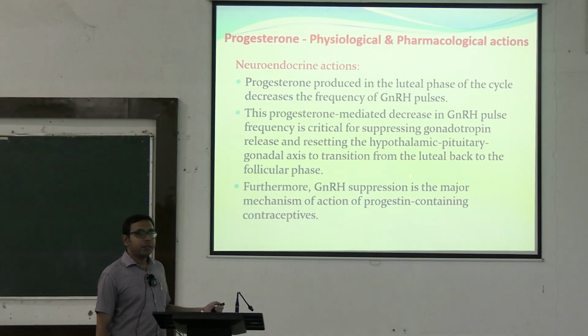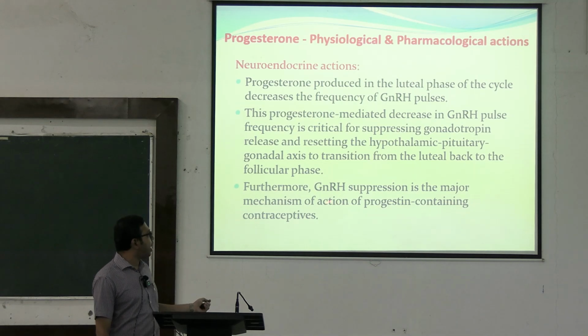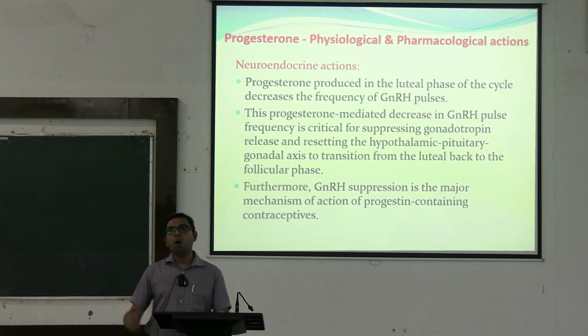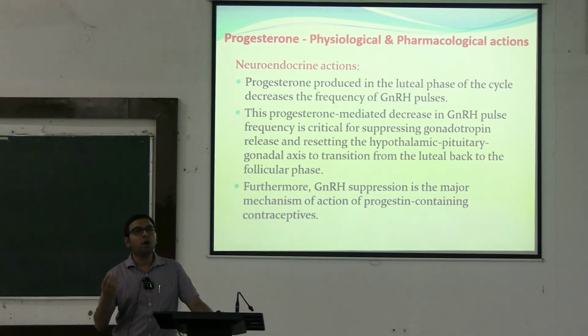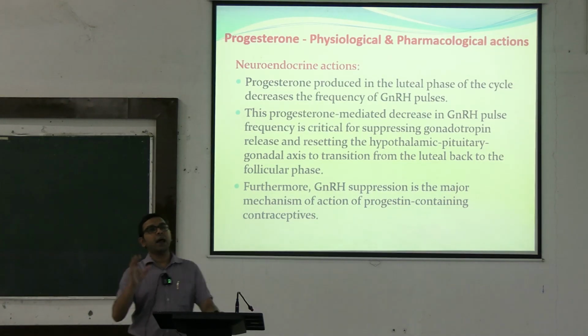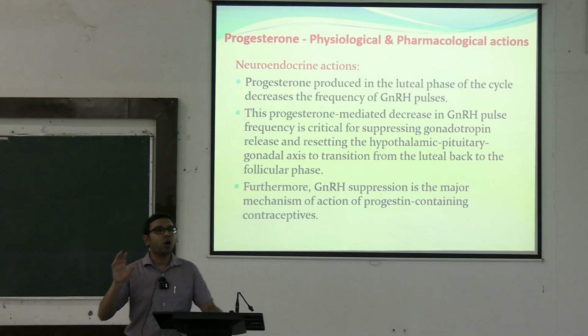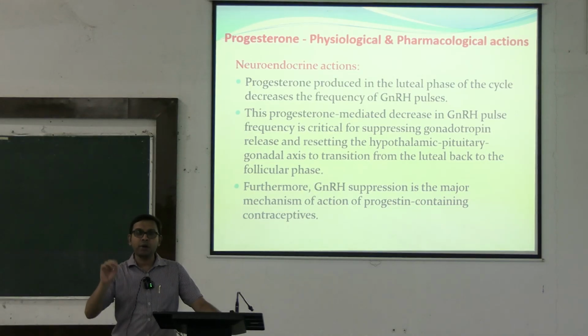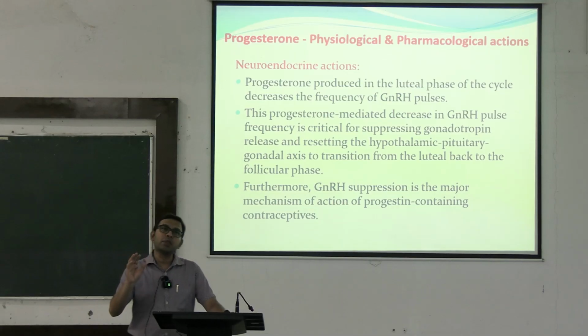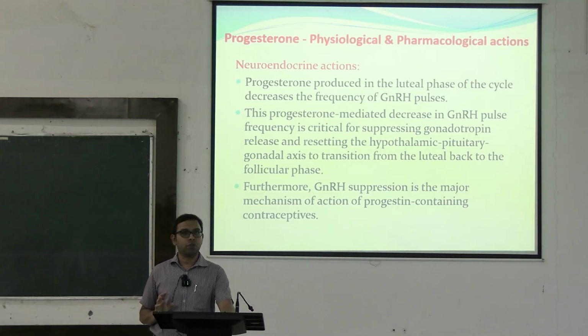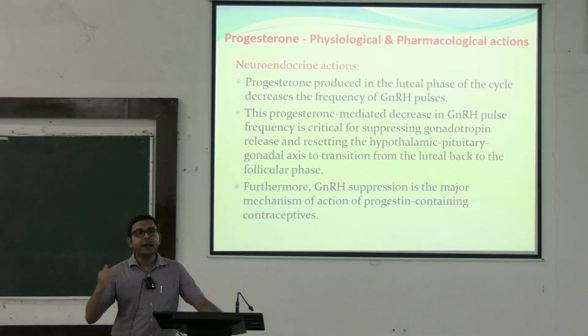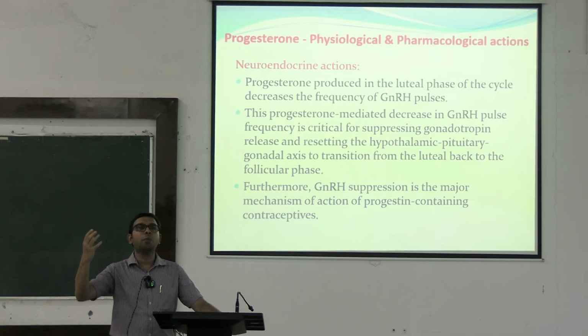This gonadotropin releasing hormone suppression is the major mechanism of action of the progesterone containing contraceptives also. So all the contraceptives usually now contain the progesterone. There are some combined oral contraceptives that contain both estrogen and progesterone, and some low dose, progesterone-only contraceptives also. All of these basically decrease the gonadotropin releasing hormone secretion.